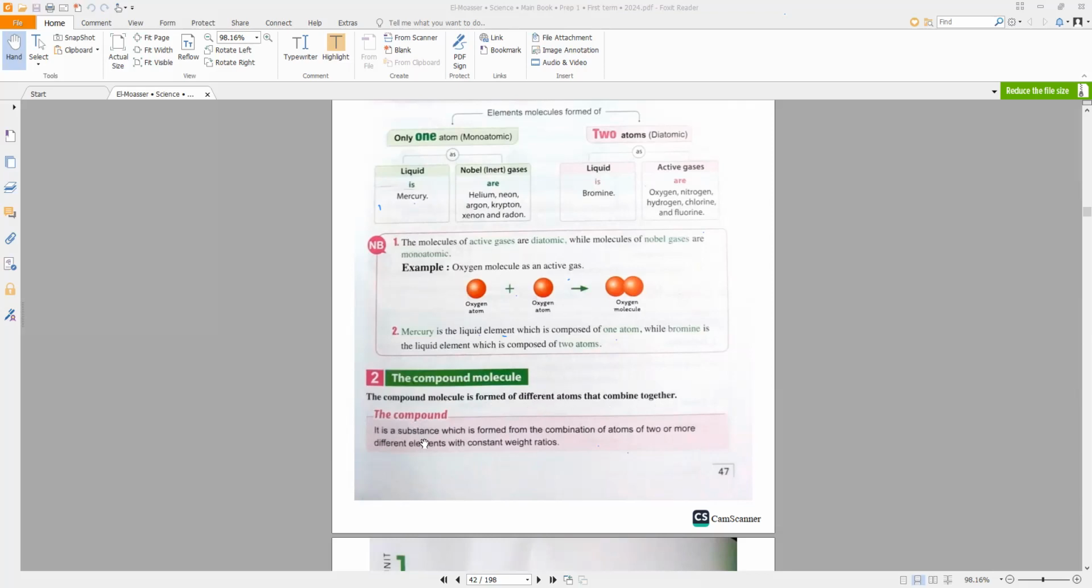What is a compound? It is a substance which is formed from the combination of atoms of two or more different elements with a constant weight ratio. So similar atoms make an element, different atoms make a compound. A compound consists of different elements. Hydrogen with oxygen, this is a compound. Chlorine with hydrogen, this is a compound. Why? Because it consists of different atoms.